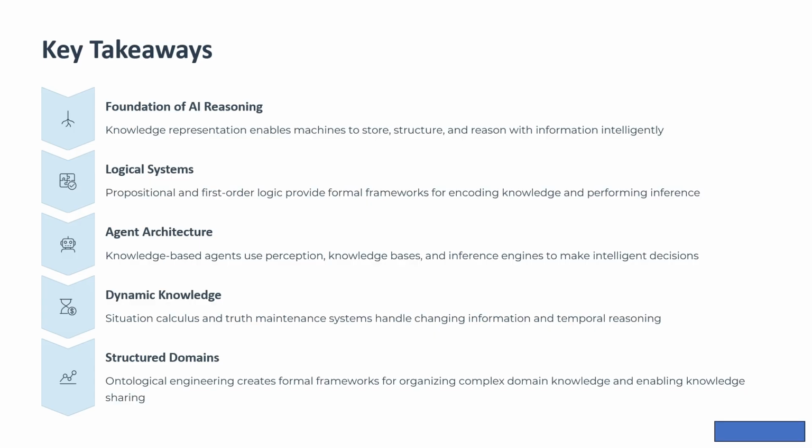Third, knowledge-based agents use this encoded information to act intelligently, combining perception and logical reasoning. In dynamic domains, techniques like situation calculus and truth maintenance keep AI beliefs up to date. Ontological engineering enables machines to share and understand complex structured domain knowledge, crucial for real-world or large-scale AI. Remember, every intelligent AI system, from a chess agent to a self-driving car, depends on effective knowledge representation and reasoning.